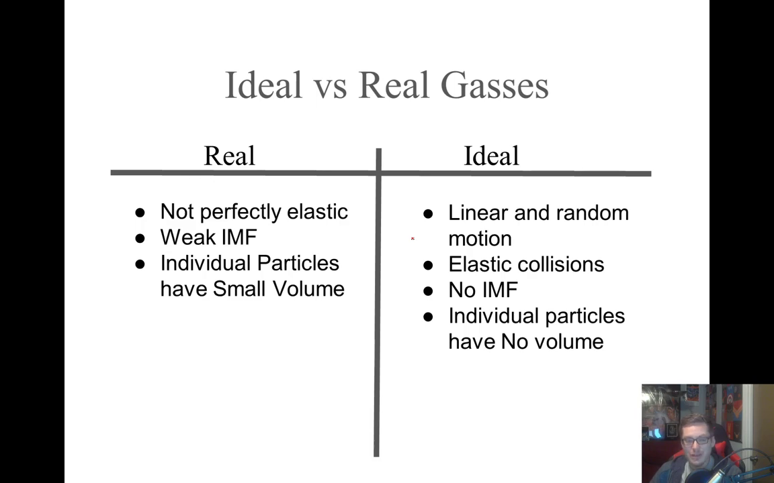Real gases do not have perfectly elastic collisions. They hit each other, and we saw that when we looked at the neon. Some of them would stick together and get bounced around each other as they moved across the screen. And depending on what your gas is, you could not only have attractive forces, but you could have repelling forces, right? It'd be like 2 magnets of the same pole being next to each other. They also have weak intermolecular forces. We just kind of talked about that. And then they do, in fact, have small volume.